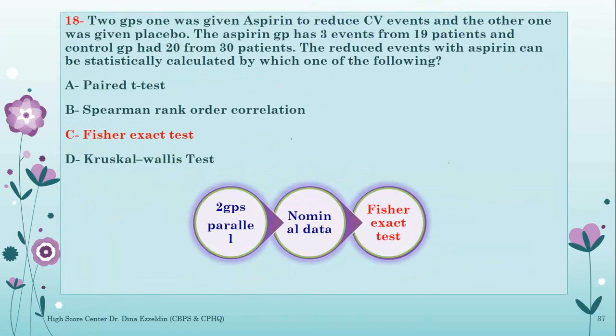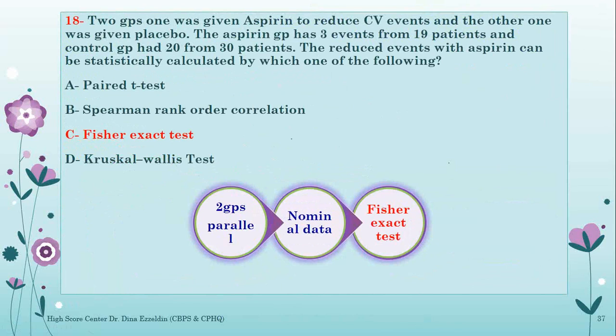Two groups. One was given aspirin to reduce cardiovascular events, and the other was given placebo. The aspirin group had three events from 19 patients, and the control group had 20 from 30 patients. The reduced events with aspirin can be statistically calculated by which of the following? Paired t-test, Spearman rank order correlation, Fisher exact test, Kruskal-Wallis test.